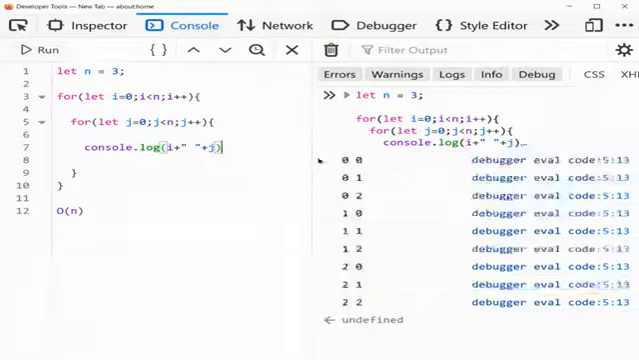This is clear now. First of all, i was 0, j is 0, so it printed 0 0. Then j was incrementing, so 0 1. Then j is incrementing, 0 2. Then i is incrementing, so 1 0, 1 1 and 1 2, like this. Every time it will run. Okay, clear, right? So, just a second.